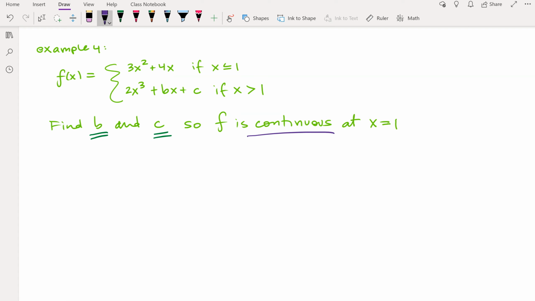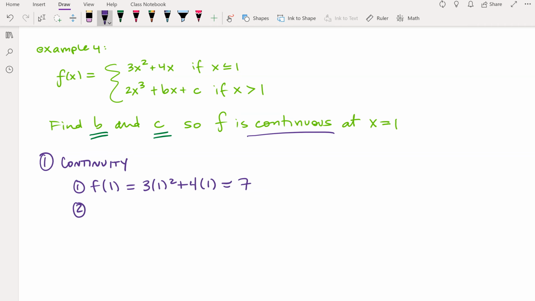So here's what you're going to do. You're first going to prove continuity, using all of our steps. Step 1, we have f of 1 equals, we plug into the top function, so we get 3 times 1 squared plus 4 times 1, which equals 3 plus 4, which is 7. All right, f of 1 is 7.